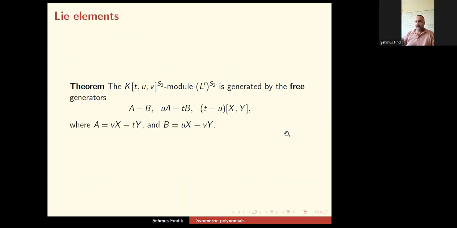And the second result is for the Lie algebra. So L prime to the S2 is also generated by this, where A is this element and Y is this element. Okay, these are also the generators of the element in the algebra.